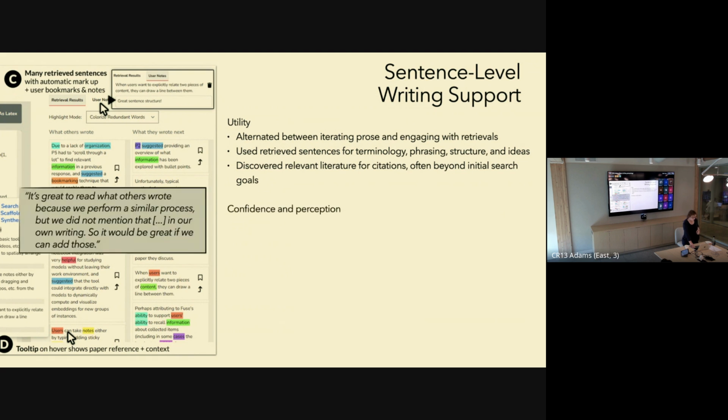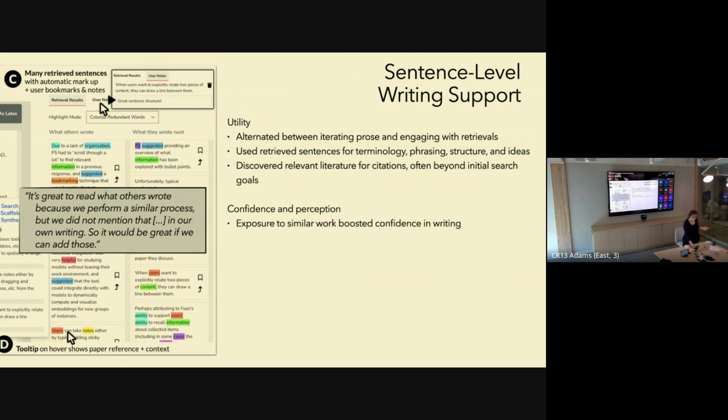And this person said, it's great to read what others wrote because we performed a similar process, but we did not mention that in our own writing, so it would be great if we could add those. So, like reflecting on, oh, someone else mentioned that, we should mention that too. We did that, right? I just didn't think to include it.